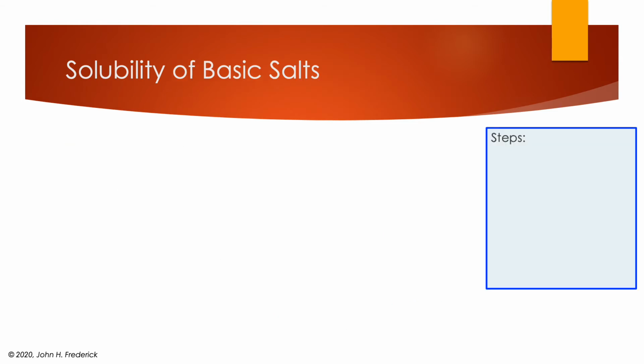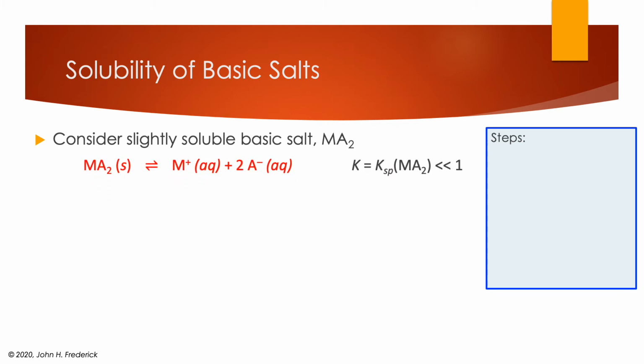Now let's see how this works with enhancing solubility of basic salts. We're going to consider a slightly soluble basic salt. Now remember, a basic salt is one whose anion, or negative ion, is the conjugate base of a weak acid. So here we have this salt that's dissolving, forming M plus ions and 2 A minus ions in solution, the A minus being the conjugate base of a weak acid. And the equilibrium constant for this, a solubility product constant, is going to be much less than 1. This is a sparingly soluble salt.